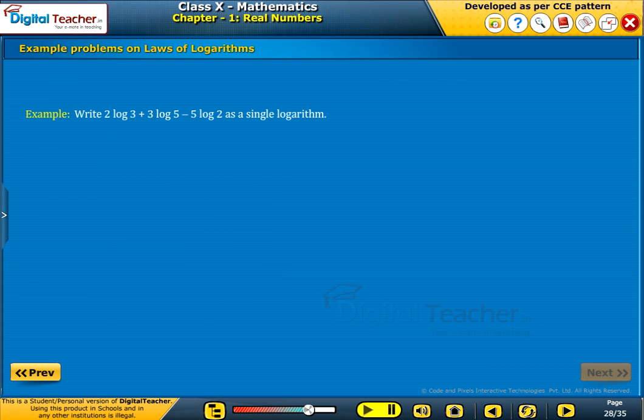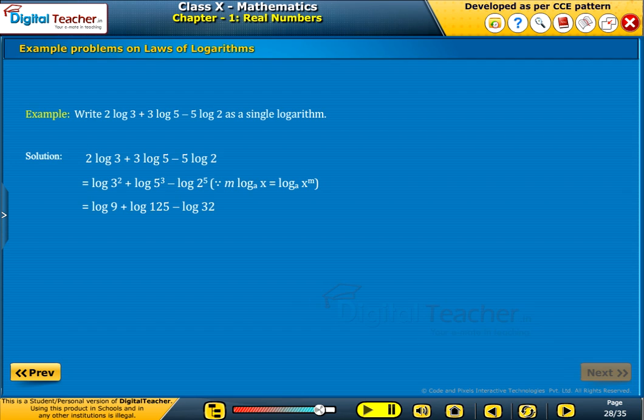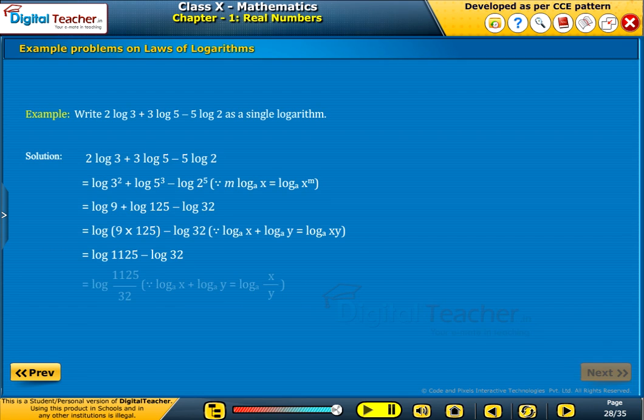Let us solve it as following. As all the three logarithmic expressions are in the form of m log x to the base a, we write them in the form of log x power m to the base a as shown. This is in turn equal to log 9 plus log 125 minus log 32. Now observe the first two terms. It is in the form of log x plus log y, so let us write it in the form of log xy as shown. Now the obtained expression is in the form of log x minus log y, so we write it in the form of log x by y. Thus, we get log 1125 by 32.